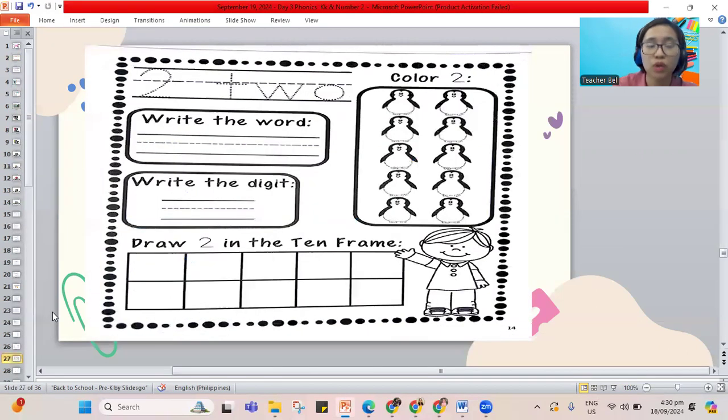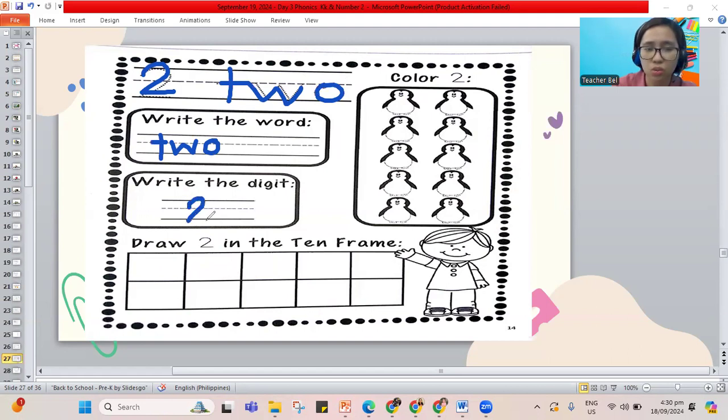And let's move to this work. We are going to trace the number 2, trace 2, and trace the word 2, T, W, and O, the word 2. Now let's write the word. We have it here on the screen also at the top. T, W, and O. That's the number 2. Write the digit. How many?